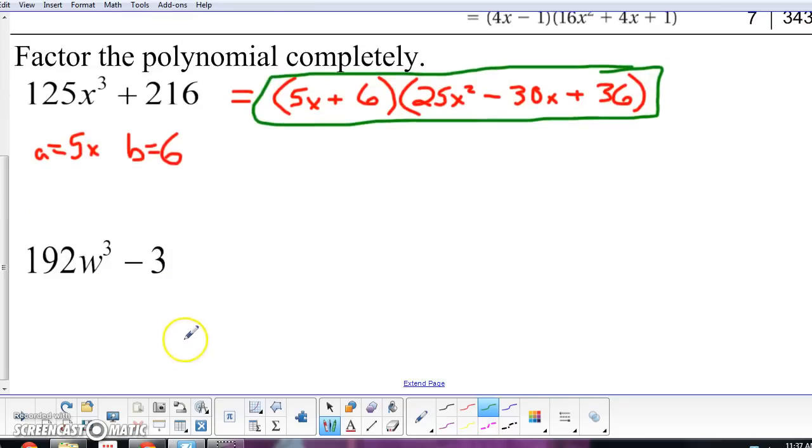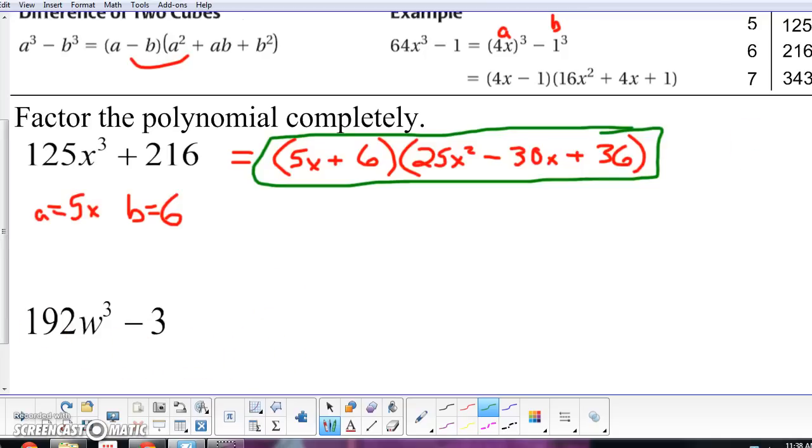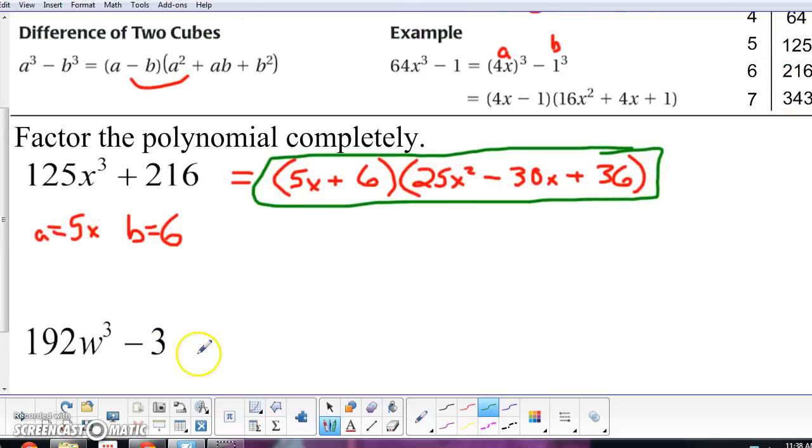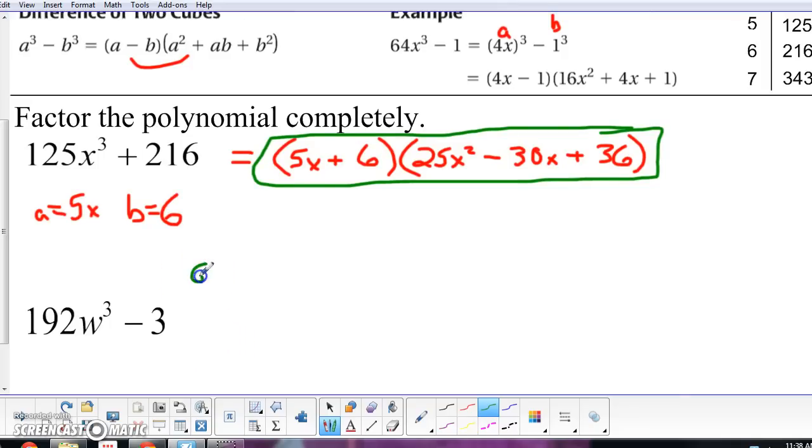One more example. Maybe this is the difference of cubes. The problem is, as I look at it originally, 192 is not a number that's on my list, and neither is 3. So sometimes, if they don't look like the cubes or the squares that you were expecting, there might be a greatest common factor that can be factored out of both expressions first. If I look at these two, I know 3 goes into 3. I'm going to guess that 3 goes into 192. Well, 1 plus 9 plus 2 is 12, and 12 is divisible by 3. That means so is this number. So I'm going to factor out a 3 from this expression first.